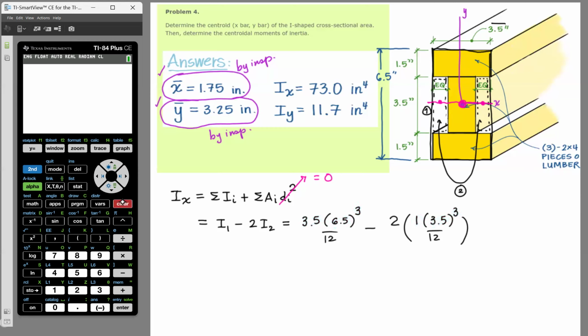All right, calculator time. I'm going to divide by 12 last because it's common to both. So I'm going to start at the beginning and say 3.5 times open parentheses 6.5 cubed, equals, minus open parentheses 2 times 1 times 3.5 cubed, equals, and then divide by 12. And I get 72.95. That matches the answer up here.